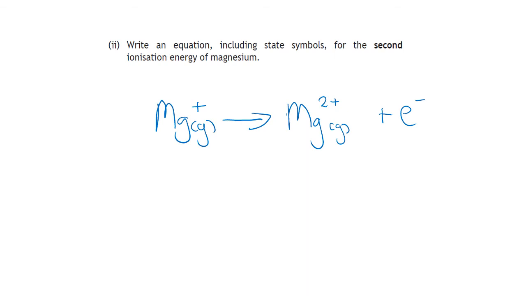So it's very easy, particularly with the fact that magnesium has a G in it. Don't forget that you need to put a G in brackets. Remember, the electron goes on the right-hand side and it's always plus, and your charges, second ionization energy means you finish with 2+, which means you start with 1+.